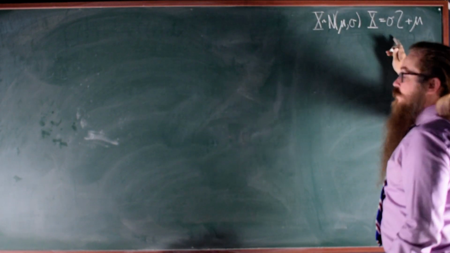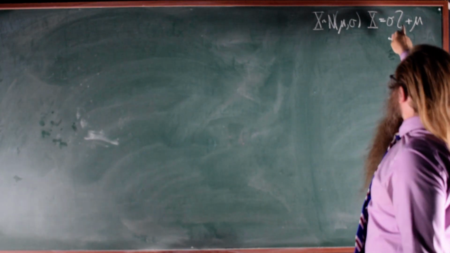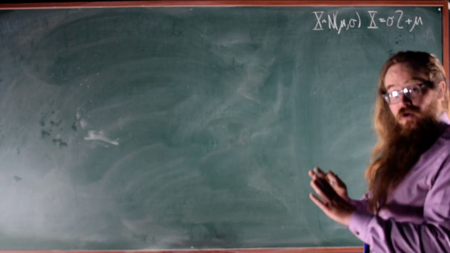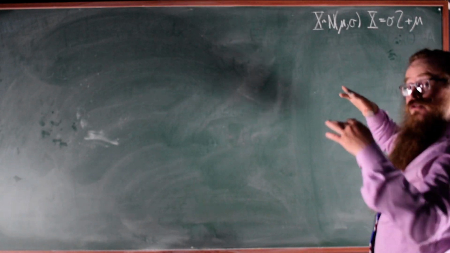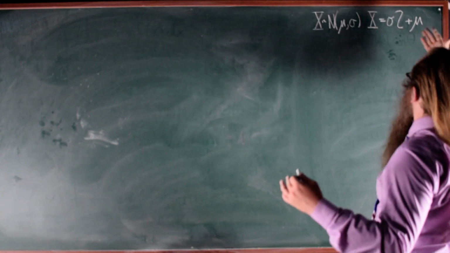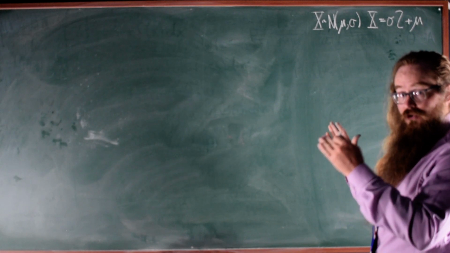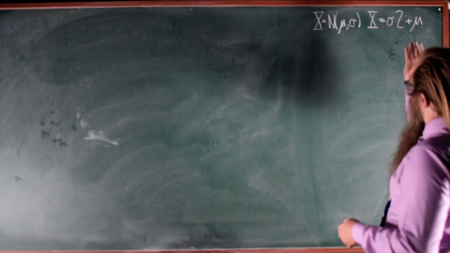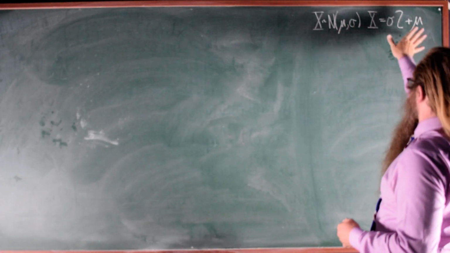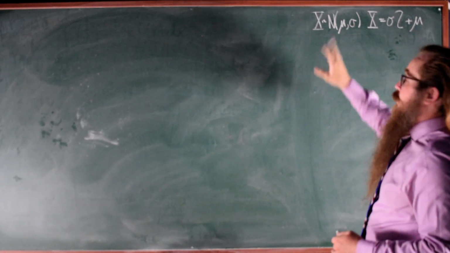So what we've done is we've taken the standard normal distribution Z that has mean 0 and standard deviation 1. We've scaled it up so the standard deviation becomes larger, and then we've translated it by mu to move it to the right position. So this is how you can use the standard normal distribution to create all other normal distributions.